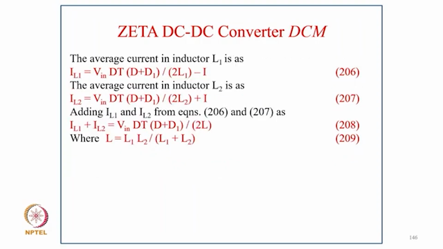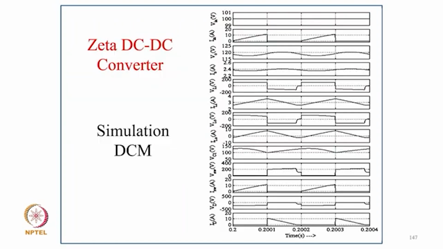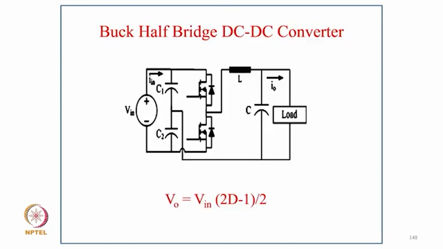So the average inductor current in L1 is V in D T (D plus D1) by 2 L1 minus I, and the average current in inductor 2 is V in D T (D plus D1) divided by 2 L2 plus I. So adding IL1 plus IL2 is equal to V in D T (D plus D1) divided by 2L, where L equals L1 L2 divided by L1 plus L2. Here is the waveform of the Zeta converter in DCM. You can clearly see the input voltage, input current, output current, the input inductor current, output voltage, output inductor current, then the capacitor voltage, energy transfer capacitor voltage, the switch voltage, switch current, and output voltage.